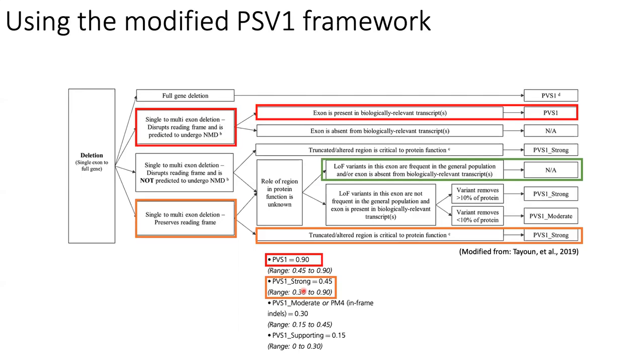And then on the opposite side, you have an in-frame deletion, and you know there are loss of function variants in that exon in the general population who don't have disease, and or that exon is missing from other transcripts, and those other transcripts actually have a normal protein function. So those are probably not disease causing. They will get 0 points, and those variants will be classified as a variant of uncertain significance, and then observing them in unaffected patients, et cetera, will probably push them towards likely benign.